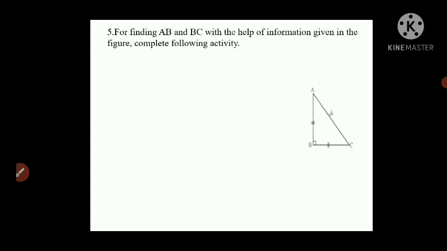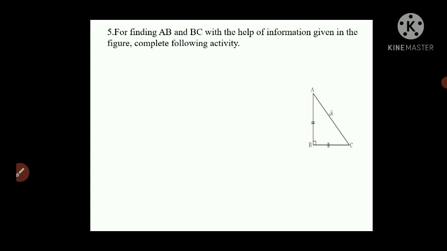Now we'll move on to question number 5. Question number 5 is again an activity. If you open your textbook, you can see a diagram is drawn, triangle ABC, where angle B is 90 degrees. It is given that AB and BC are congruent. You have to find AB and AC from the given information. So AB and BC are equal and AC, which is the hypotenuse, is root 8, which is given.